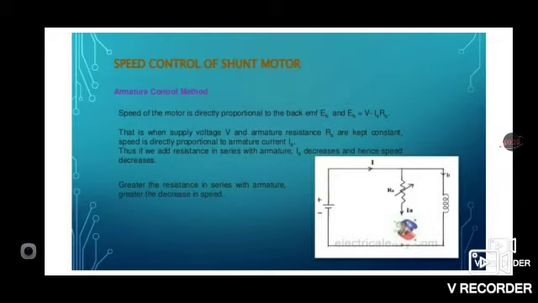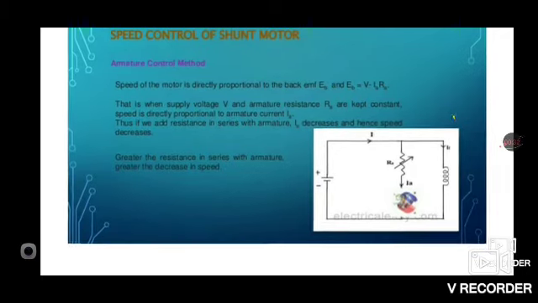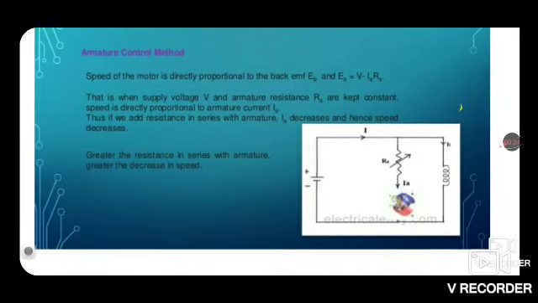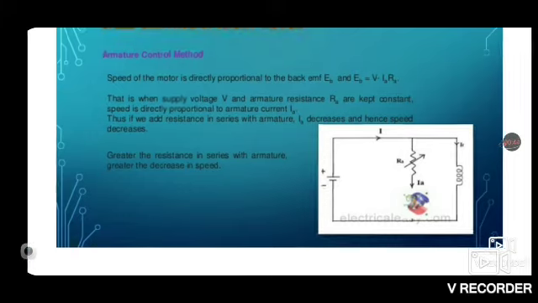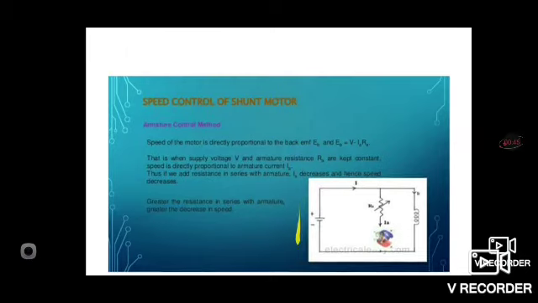See the diagram. There is an armature rheostat added in series with the armature, that is A1, A2. Greater the resistance in series with the armature, greater the decrease in speed. So, it is the method to control the speed of the DC shunt motor.